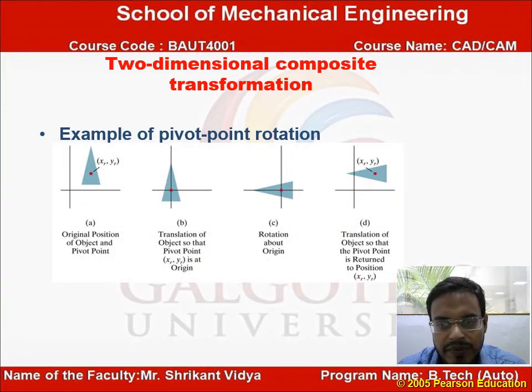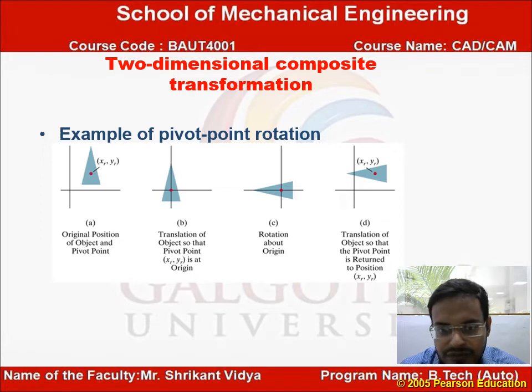So, example of pivot point rotation. You can see in the first diagram the original position of the object and the pivot point. Then the translation of the object so that the pivot point is at the origin. So we are translating the pivot point to the origin, and we do the rotation about the origin. Then again we translate the object so that the pivot point is returned to its position. So these are the steps involved in the rotation.